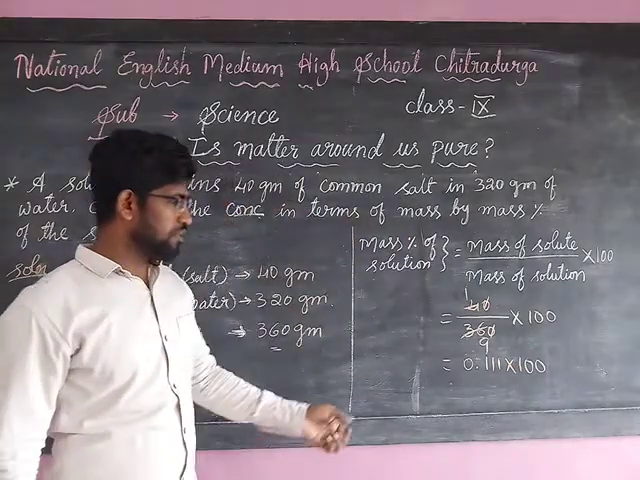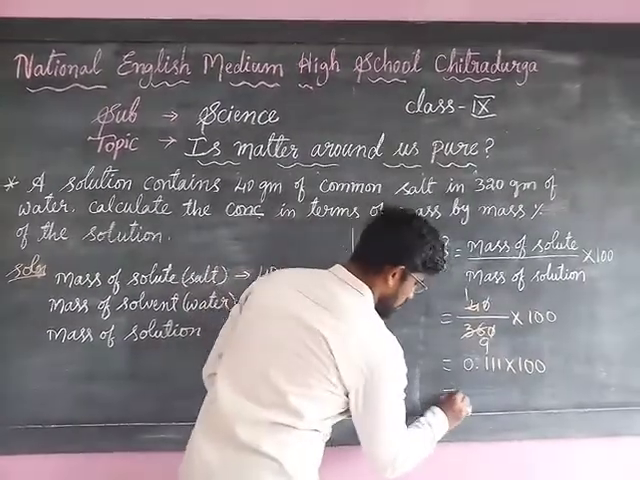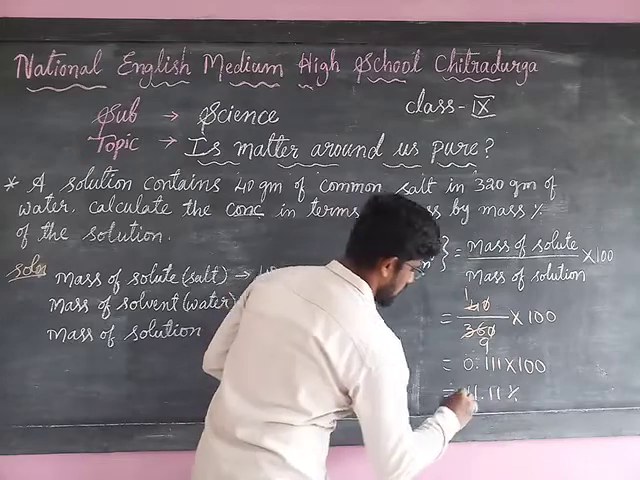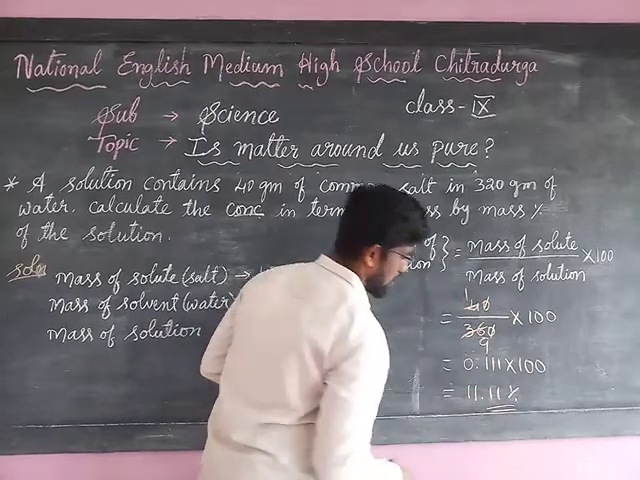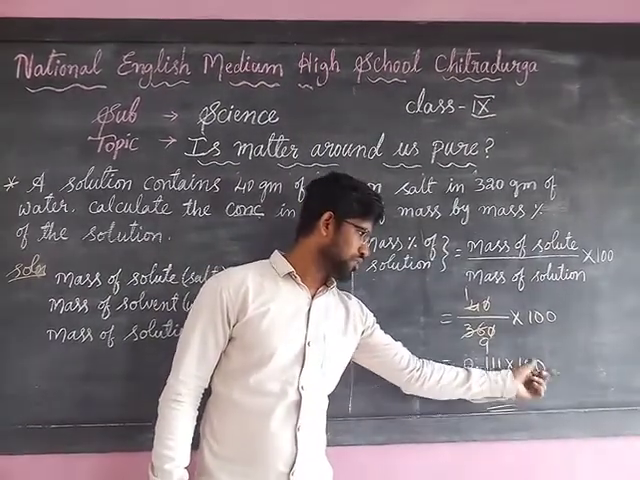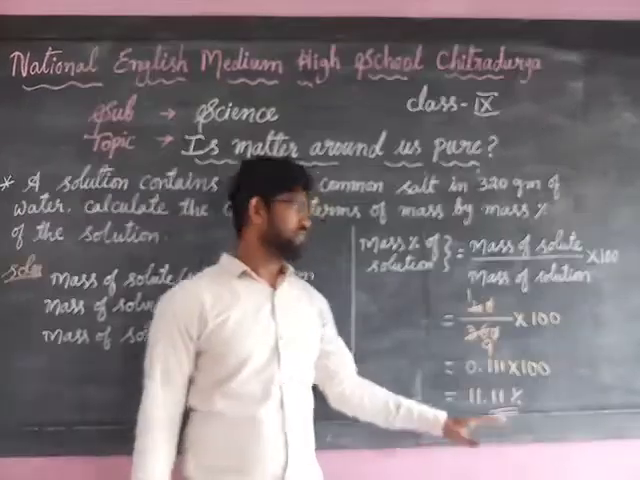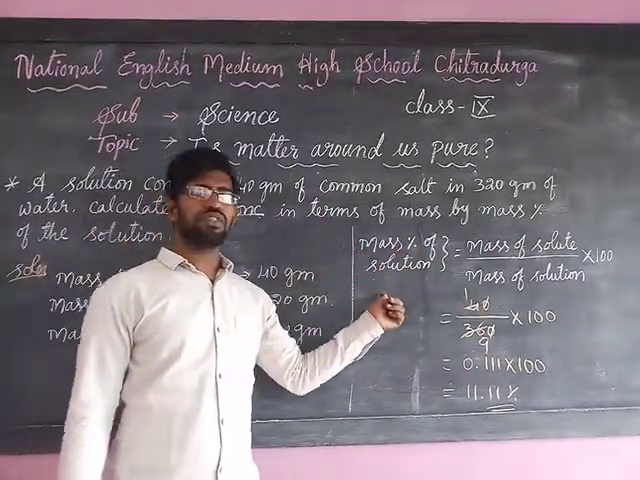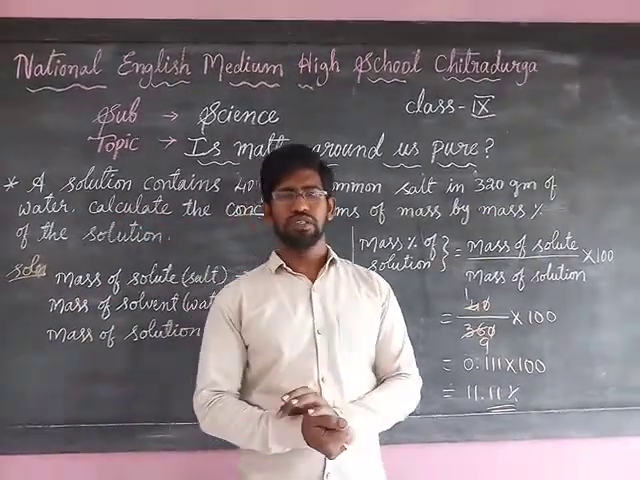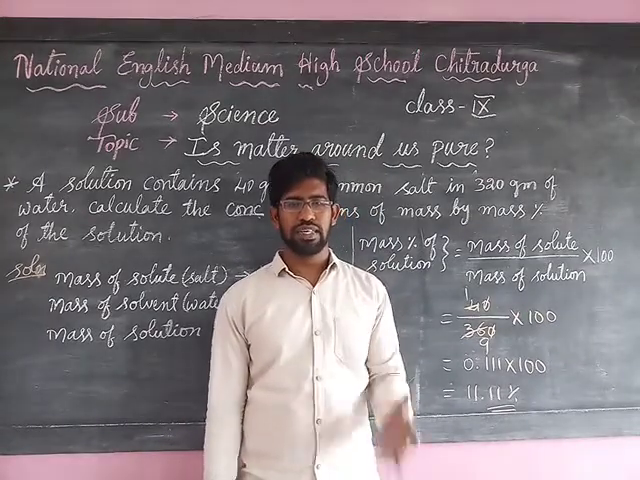When we multiply 0.111 into 100, we get the value 11.11%. Understood? This is how we get the answer: multiplying 0.111 into 100 gives 11.11%, which is the mass percentage of the solution. Like this, we can easily identify the percentage of a solution. Hope you understood. The remaining part of the lesson we will continue in our next classes. Thank you.